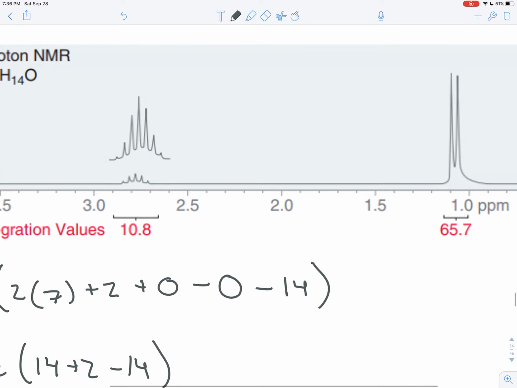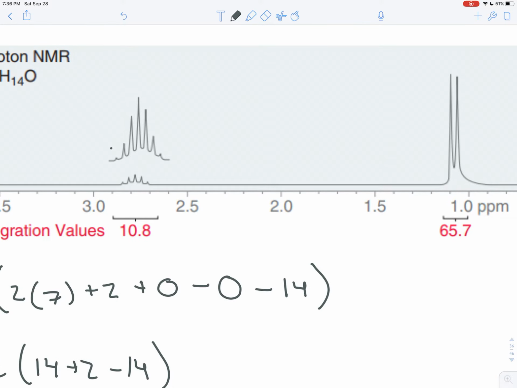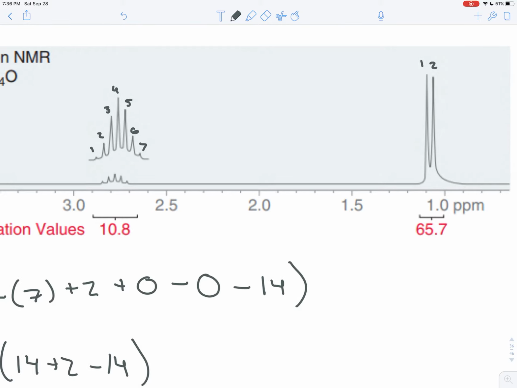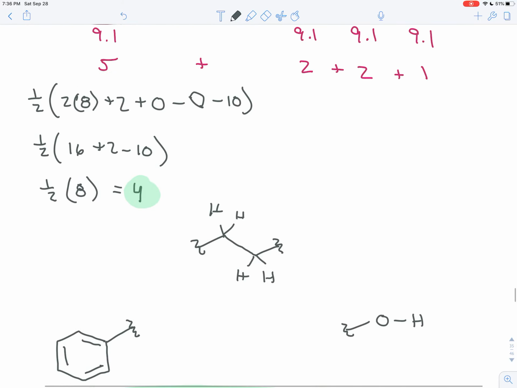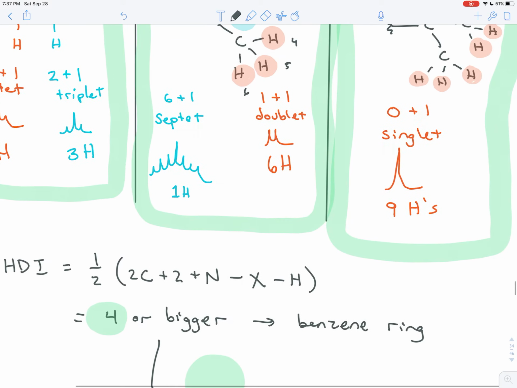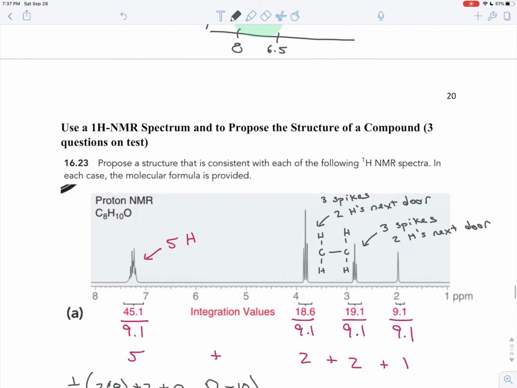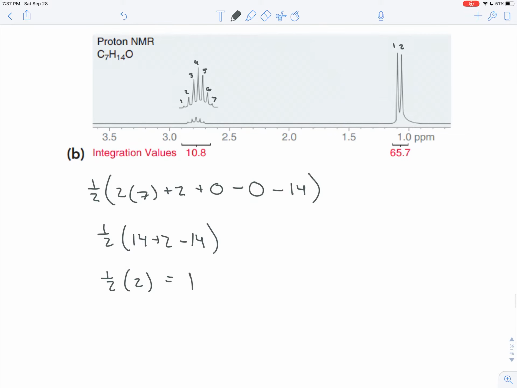Now notice the splitting patterns we have. We have a septet, right? This is 1, 2, 3, 4, 5, 6, 7. There are 7 spikes in that. So a septet, and we have a doublet with 2 spikes. A septet and a doublet is one of those patterns that you would want to know. A septet and a doublet is the pattern for an isopropyl group. The septet is caused by the 6 hydrogens being around that 1 hydrogen in the middle, and the doublet is caused by those 6 hydrogens being split by the 1 hydrogen. So septet and doublet, we know we have an isopropyl group.